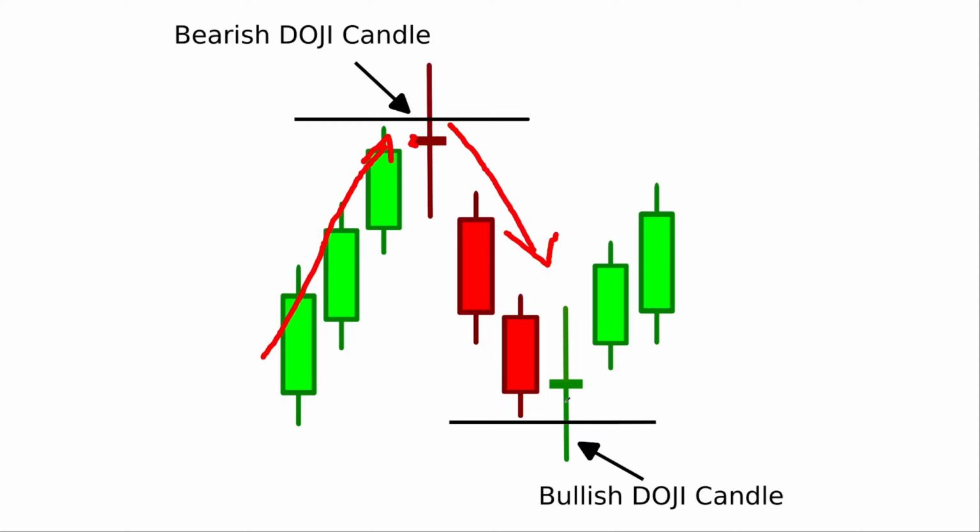Here is the doji candle, a bullish doji candle, which can form here on a key support level. Coming from a downtrend, it is exactly the same: an indecision in price between buyers and sellers, a loss of momentum, and can be a possible sign for a reversal.